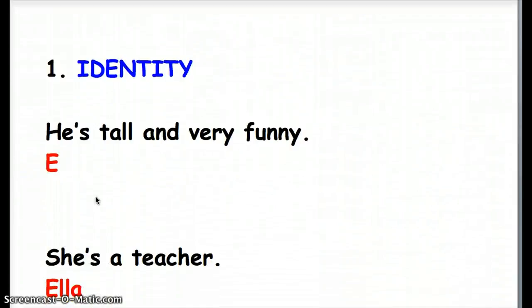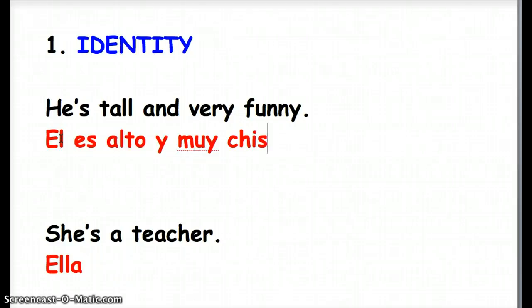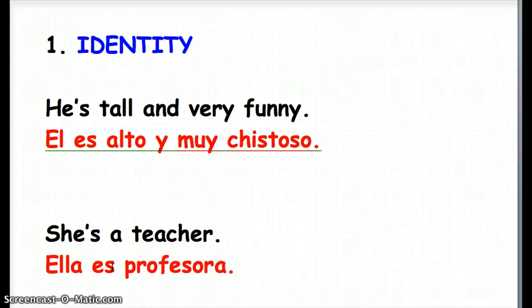So the first category we're going to use for ser is identity. If you're talking about a person, what is it that makes them who they are? So things like physical characteristics, their profession, their personality, their origin, where they come from, all of those have to do with identity. He's tall and very funny. Él es alto y muy chistoso. She's a teacher. Ella es profesora.